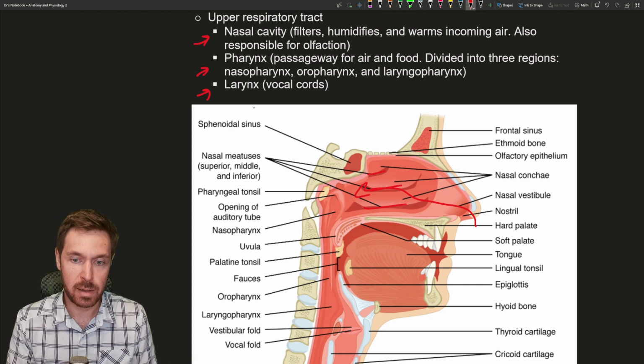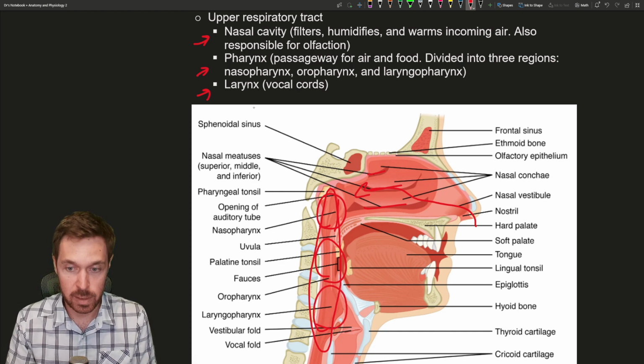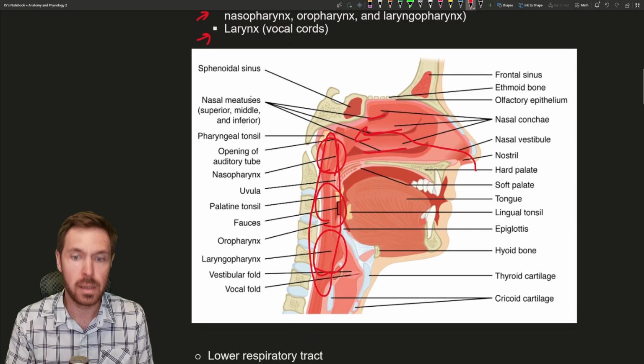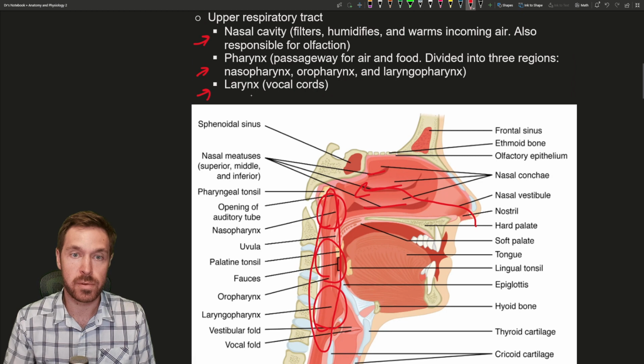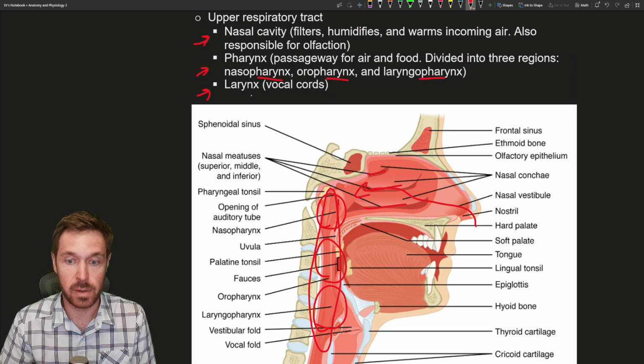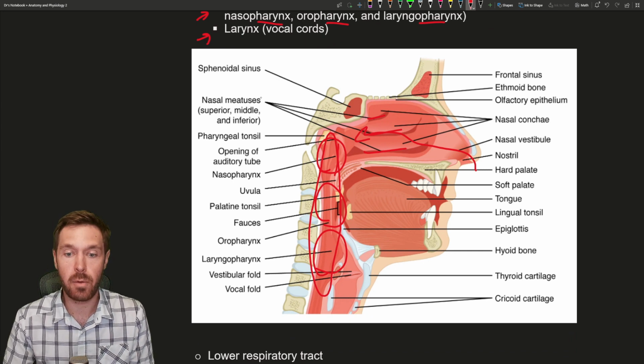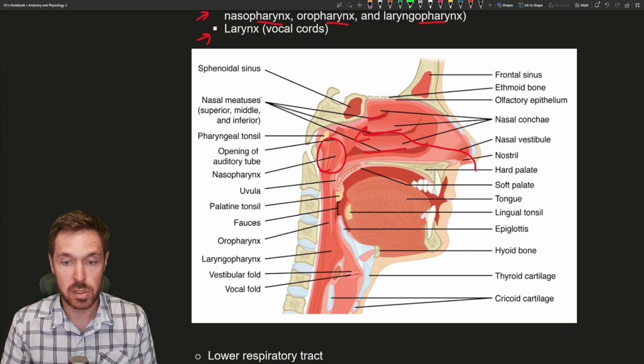And then all this back here, this is the pharynx. All of this region is the pharynx. It is broken up into the nasopharynx, the oropharynx, and the laryngopharynx down here. So it kind of has three regions to it. And then as air moves down, it moves through that pharynx. So, like I said, it has those three parts to it. So, this is a passageway for both air and food. And now we get to the division here.